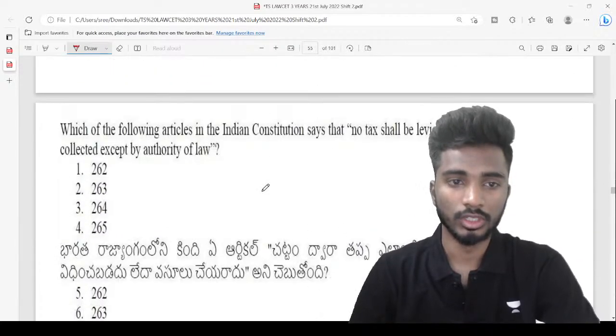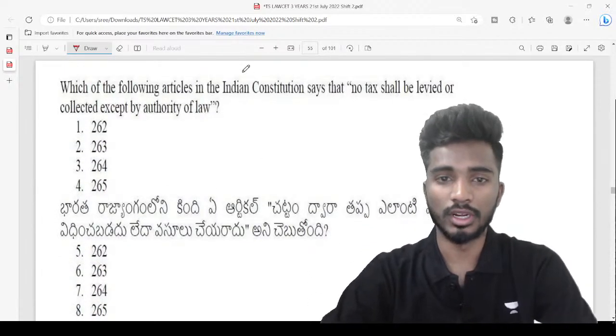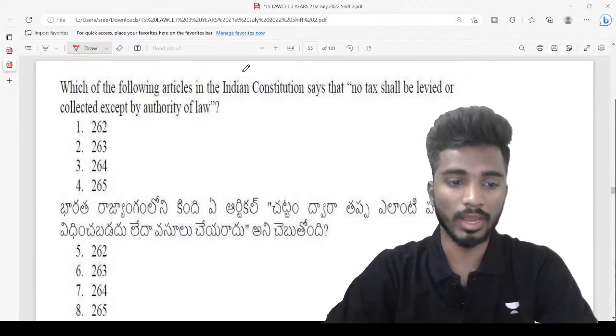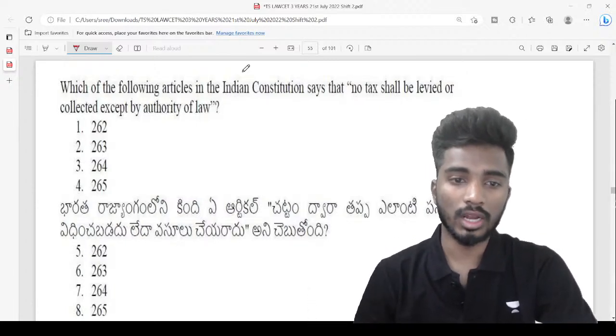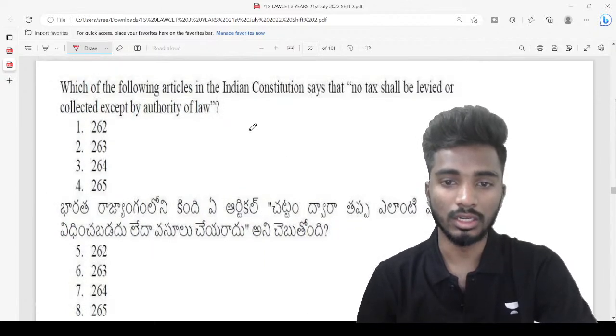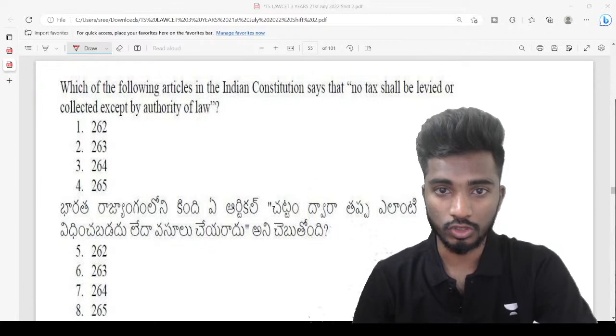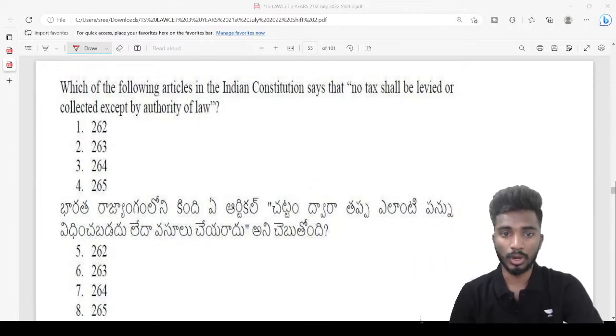Next, which of the following articles in the Indian Constitution says that no tax shall be levied or collected except by authority of law? Let me just reduce my screen. What is the answer?